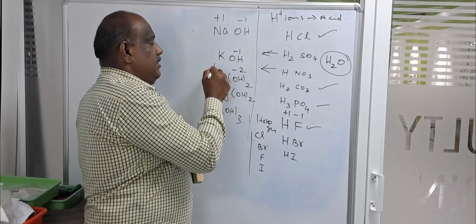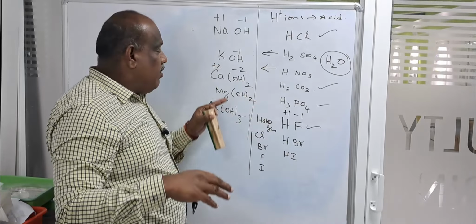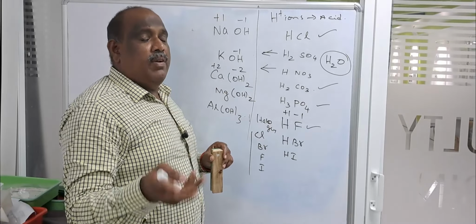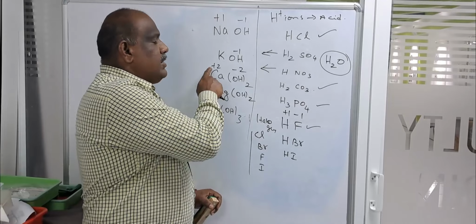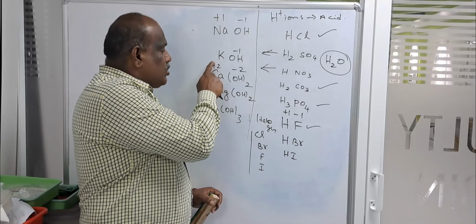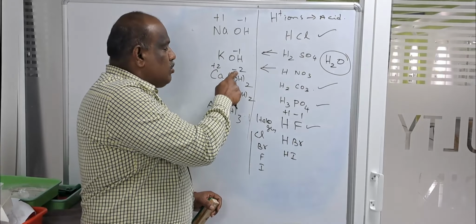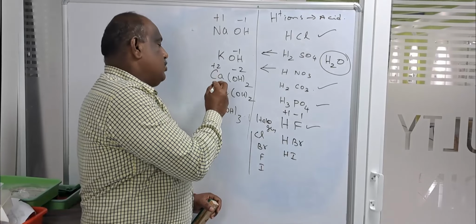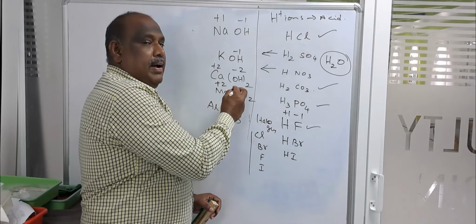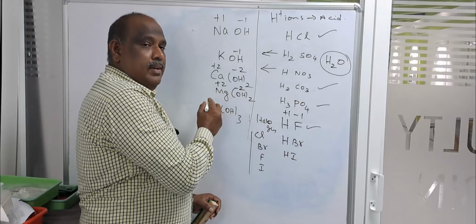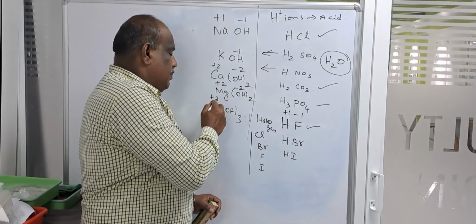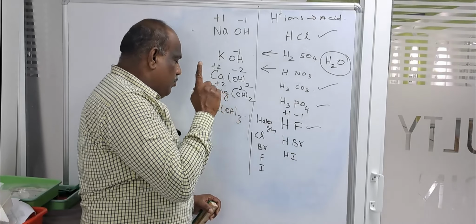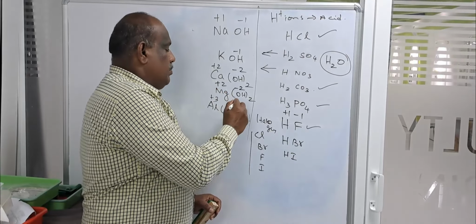Plus 2. So there is no need to find the valence of calcium. If you know the formula for calcium hydroxide, you can tell the valence of calcium is 2, because it has 2, so that went here. OH is 1, it came here. What is the valence of magnesium? Plus 2. Aluminum? Plus 3. OH is only 1 minus, but there are 3 of them, so minus 3.